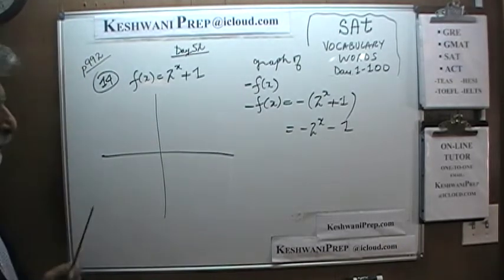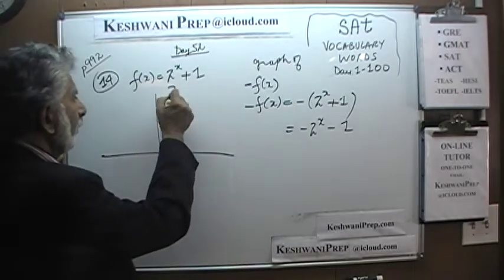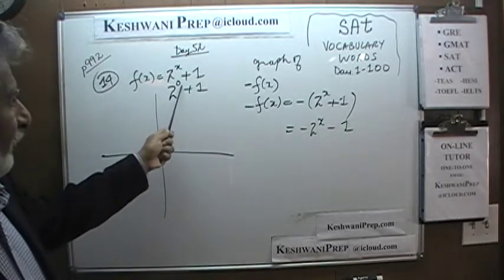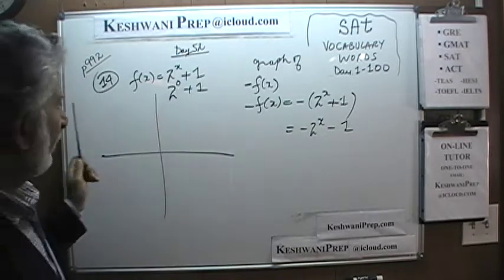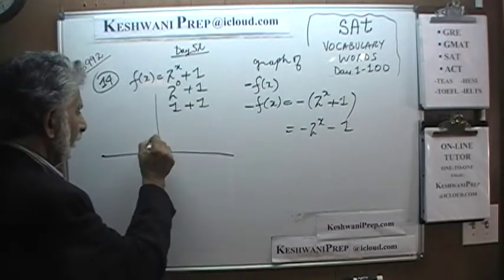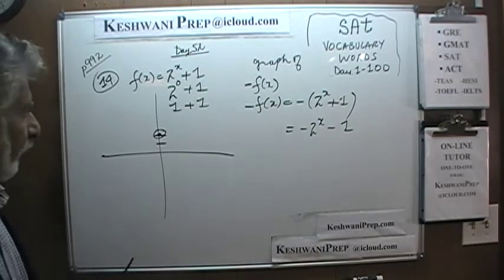So, let's first look at the intercept. When x is equal to 0, any number raised to 0 is 1. So it is just 1 plus 1. So when x is 0, y is 2.